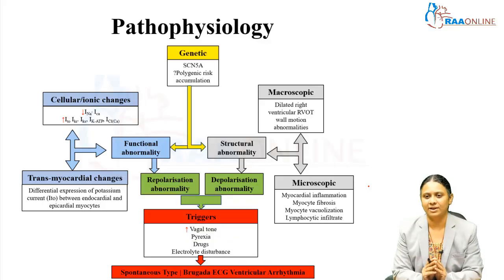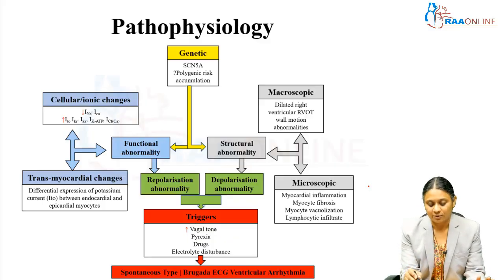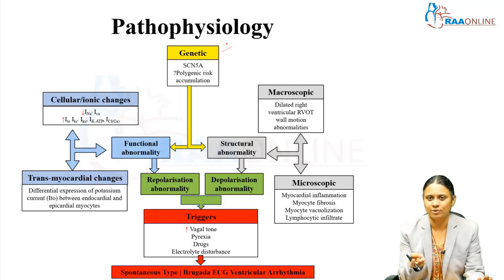The pathophysiology is very interesting. The genetic abnormality which we have seen is in the sodium channel SCN5A and other sodium channels, or connexin 43, which is a closely interacting protein with the sodium channel, or an Ito potassium channel or L-type calcium channel abnormality. There are two different hypotheses.